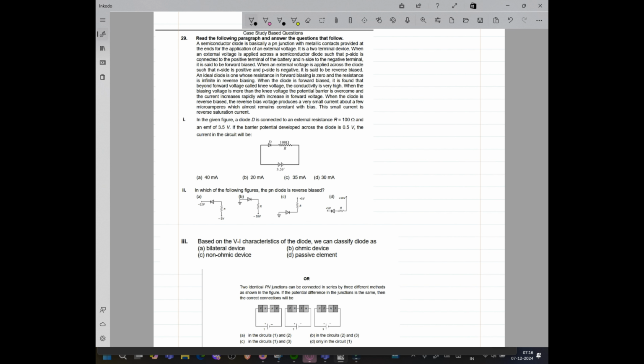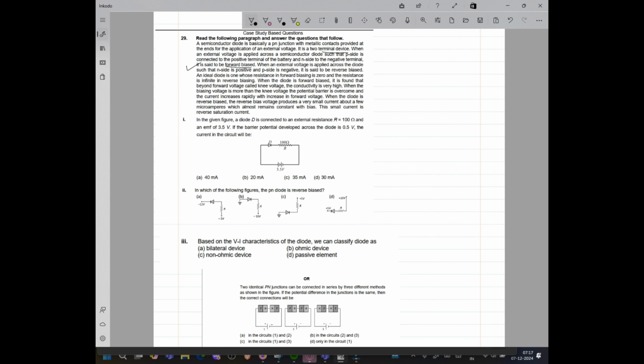Let's read it. Okay, so a semiconductor diode is basically a PN junction with metallic contacts provided at the ends for the application of an external voltage. It is a two-terminal device, okay? When an external voltage is applied across a semiconductor diode, such that the P side is connected to the positive terminal of the battery and the N side to the negative terminal, it is said to be forward biased. Yeah, this is one mode of operation.